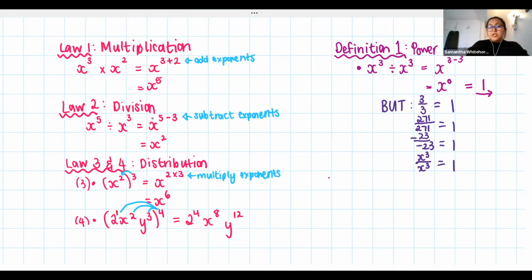So those are essentially the 4 rules that we need to know. There's 3 laws, 1 definition. You learn a second definition in grade 9, and you learn more definitions later on in maths. But those are the 4 things that we need to know when it comes to exponents.